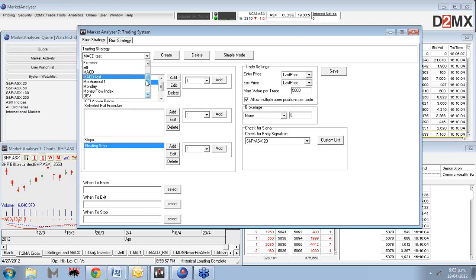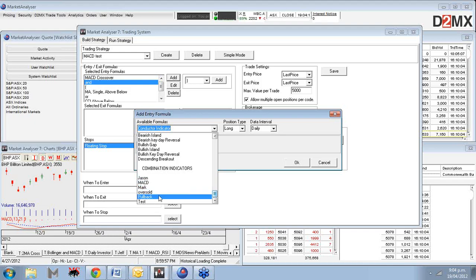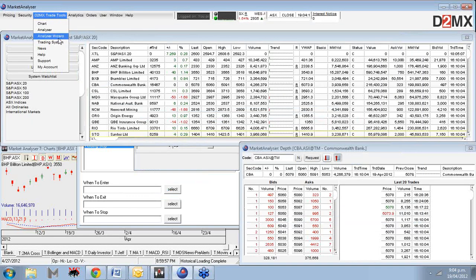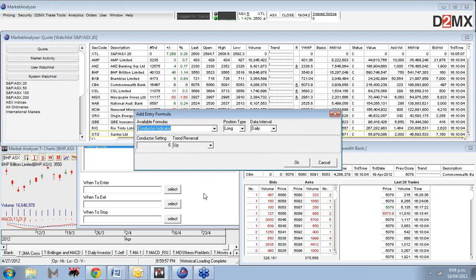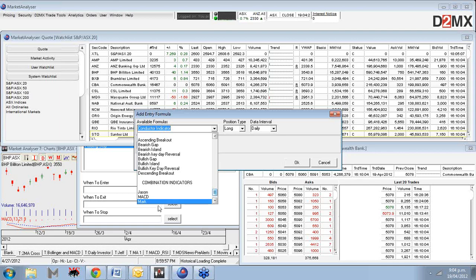Also in here with the indicators you can add in your custom formulas. So if you've been in the organizer and created your own combination indicators, you can actually test those as well and see how they perform. These are ones that have been created in the D2MX Trade Tools Analyzer Wizard. We've created those particular strategies by combining indicators, and we can then come back into the trading system and add in any of the custom indicators that we've created as well.